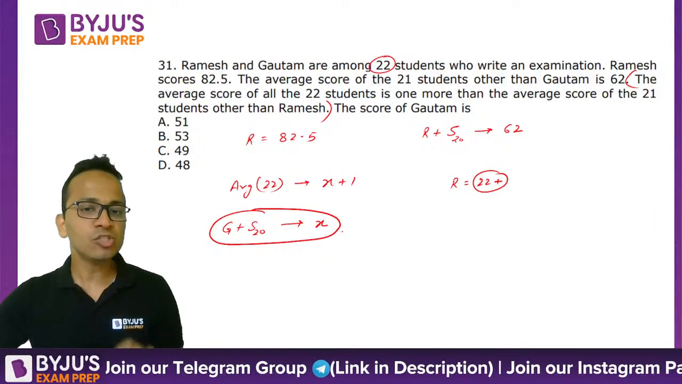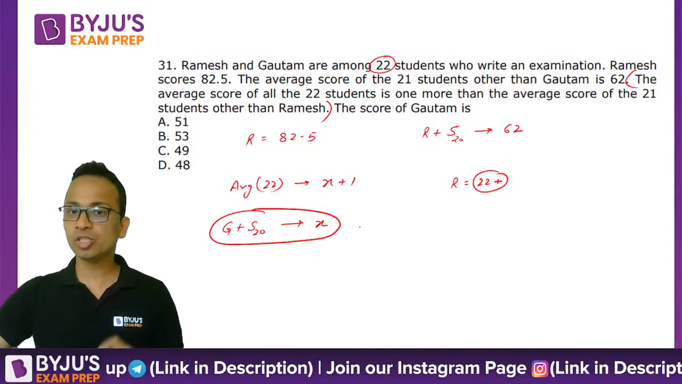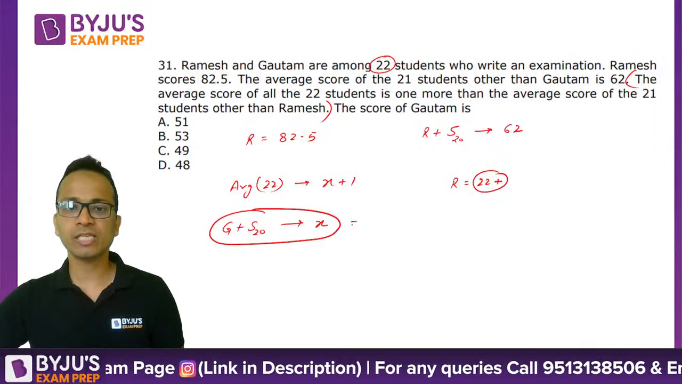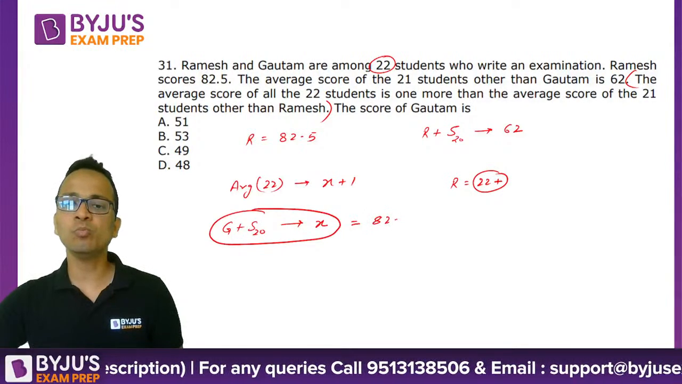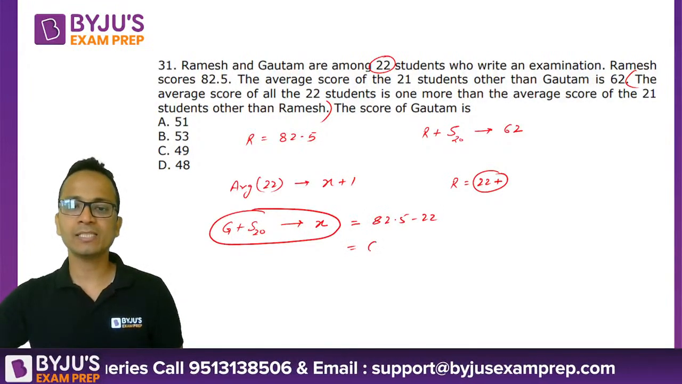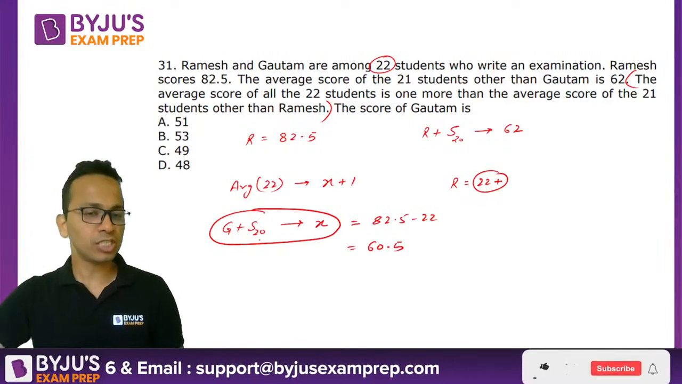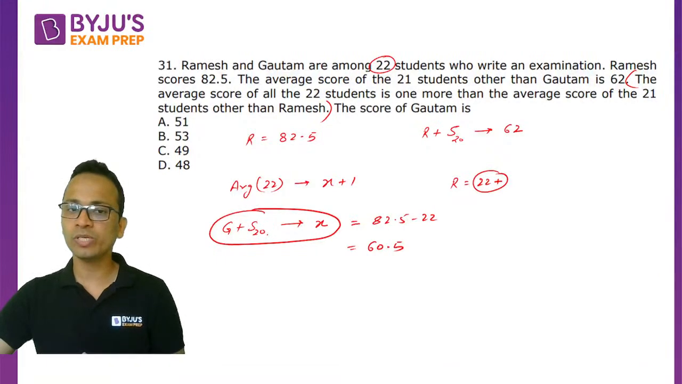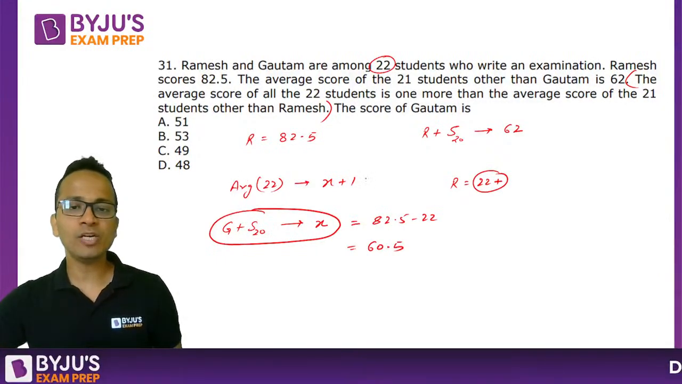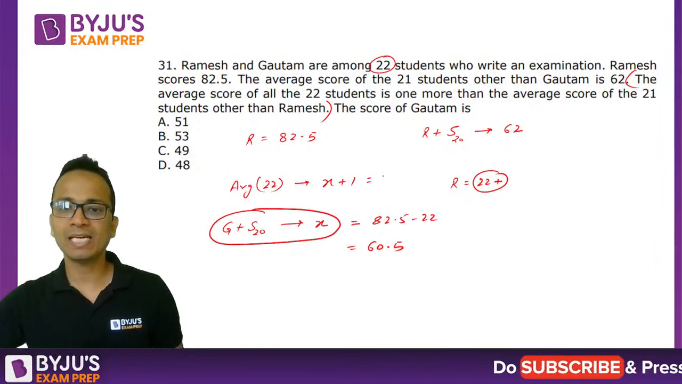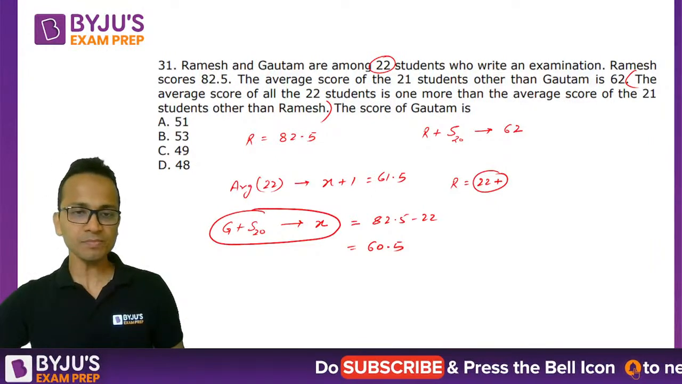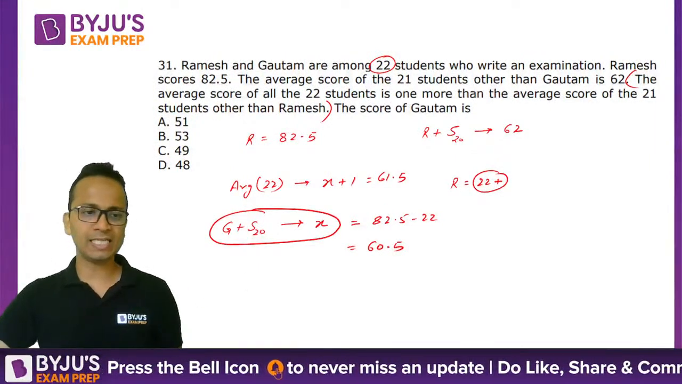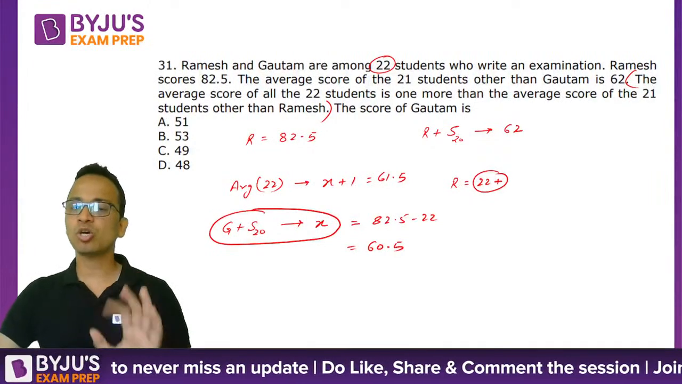So the average of these 21 students should be 22 less than the score of Ramesh. So this average should be 82.5 minus 22, that is 60.5. So 60.5 should be the average of Gautam and the other 20 students. So the average of all the 22 students should be x plus 1, that is 61.5. So the average of all the students is 61.5. If you understand this thing, then you will be able to solve this question easily.